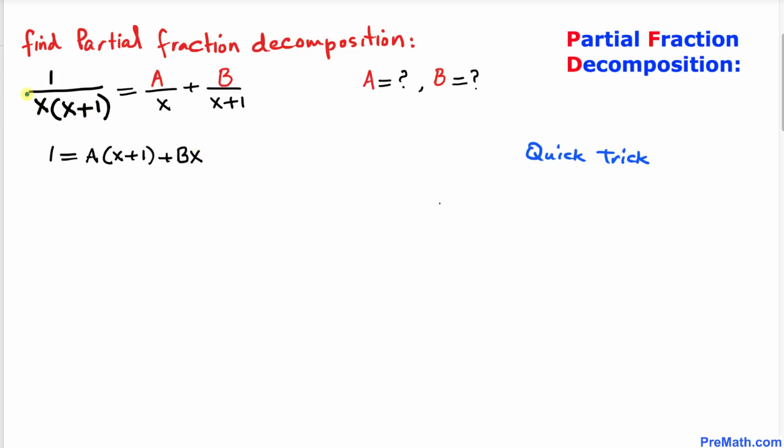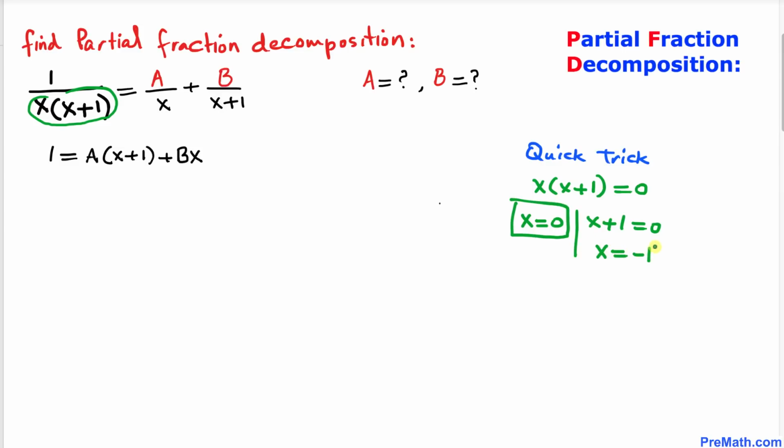And here's our next step. Let's focus on this denominator on the left hand side. We have this x times x plus 1. Let's go ahead and set it equal to 0 and solve for x. So we're going to have two solutions. First, I'm going to set this one equal to 0, and then this x plus 1 equal to 0. So one of our x values is 0 and the other x value is -1. So just keep in mind, we got x equal to 0 and x equal to -1.